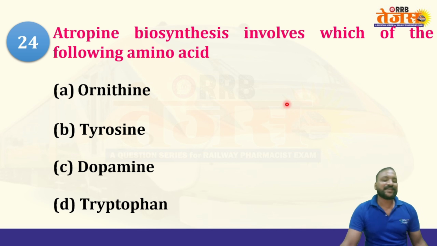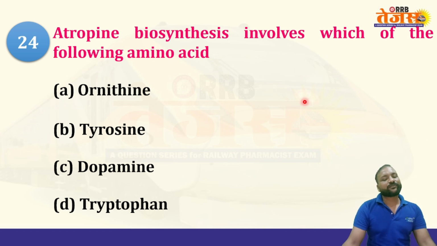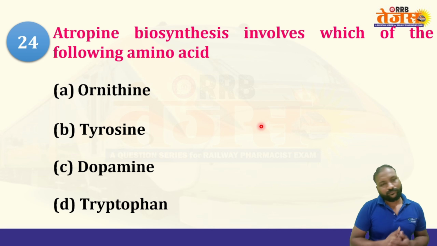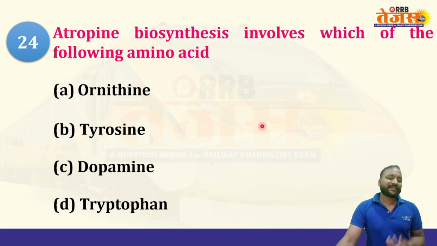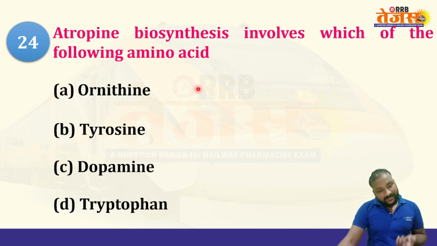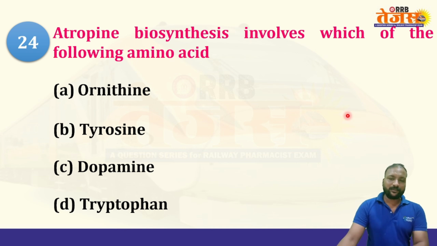24th question in this series: atropine biosynthesis involves which of the following amino acids? Ornithine, tyrosine, dopamine, or tryptophan. Atropine biosynthesis involves which of the following amino acids? Let us see the answer.